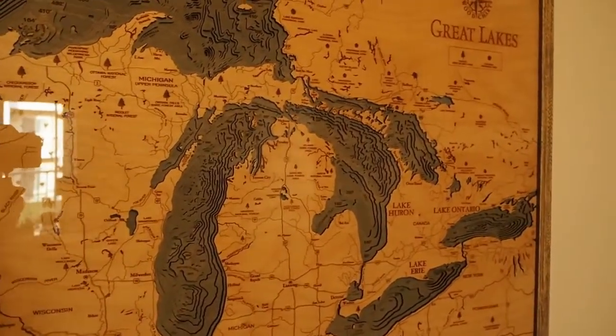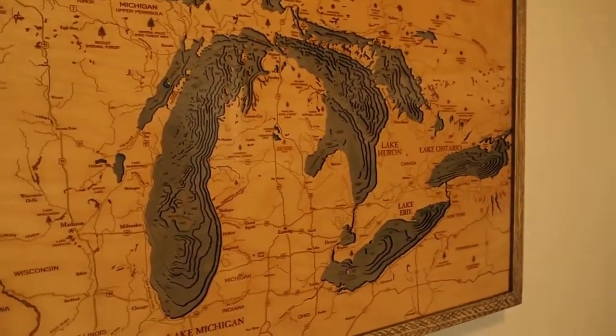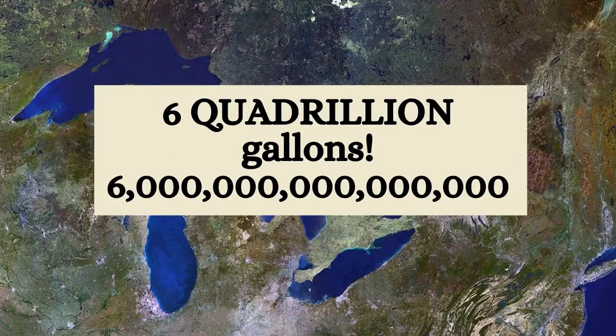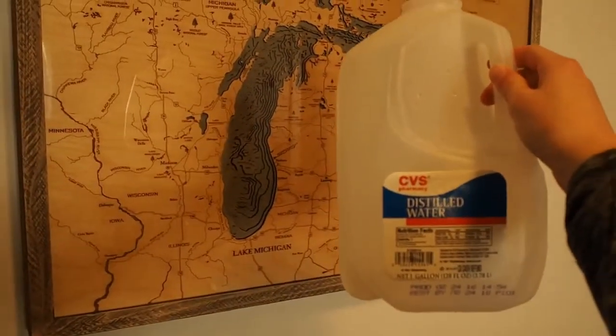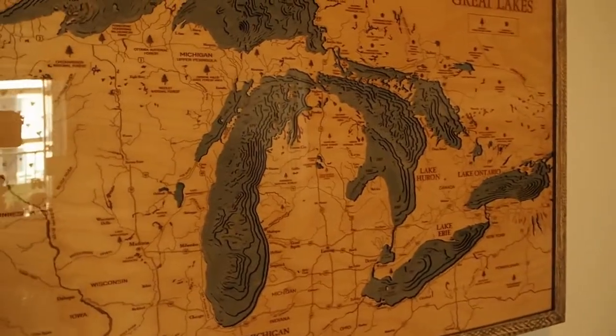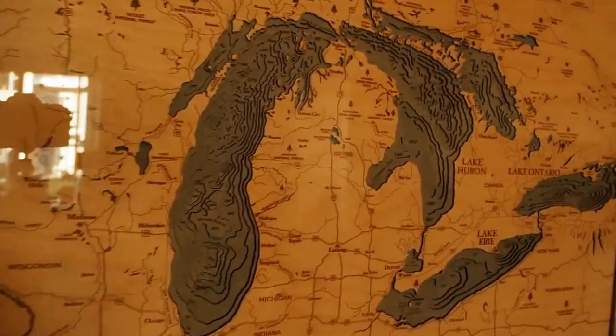Does anyone know how much water is in our Great Lakes? Go ahead and take a guess. If you guessed 6 quadrillion gallons, you are correct. That's 6 with 15 zeros behind it. Think about it. This is a gallon. 6 quadrillion of these, right? Crazy. There's so much water. And we're so lucky to be surrounded by all of it.